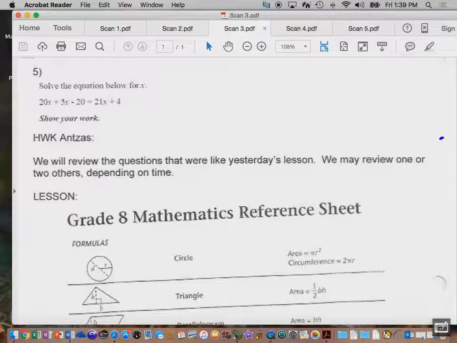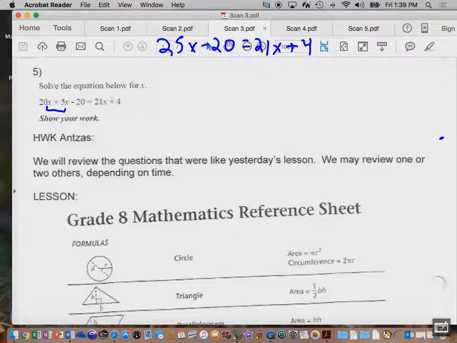So the first thing we always ask ourselves is are the things on the same side or the opposite side? Is this the same side situation? No. Well, actually it is, but it's also an opposite side. When I have a same side, I want to do the same side right away. So if I have 20 x's and 5 x's, what do I have? 25. 25 x's, good. Minus 20 equals 21x plus 4.